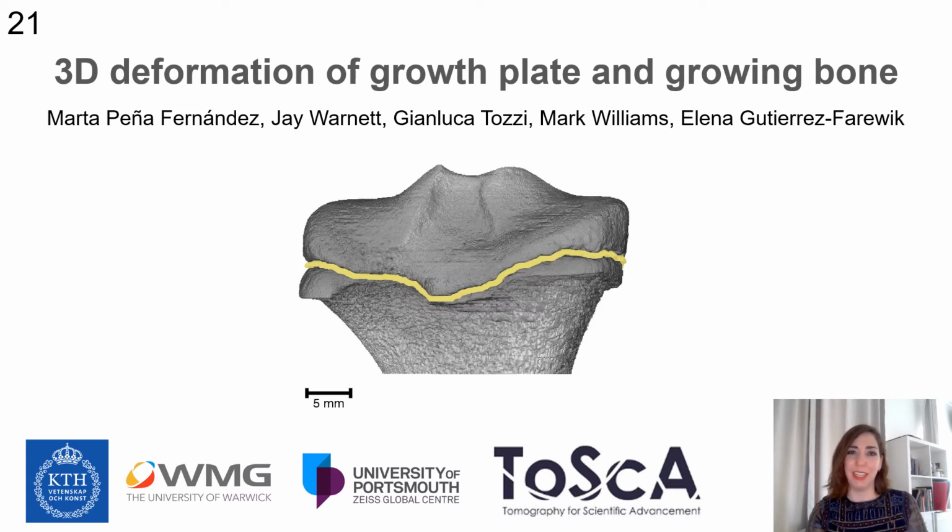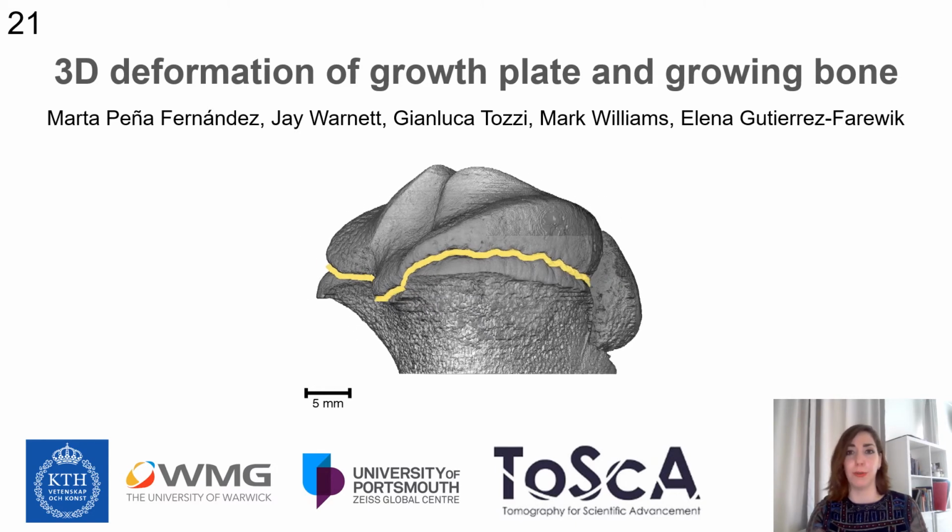Hello everybody, today I'm going to briefly present this collaborative work between my current institution, KTH, the University of Warwick and the University of Portsmouth, on the 3D deformation of the growth plate and growing bone.